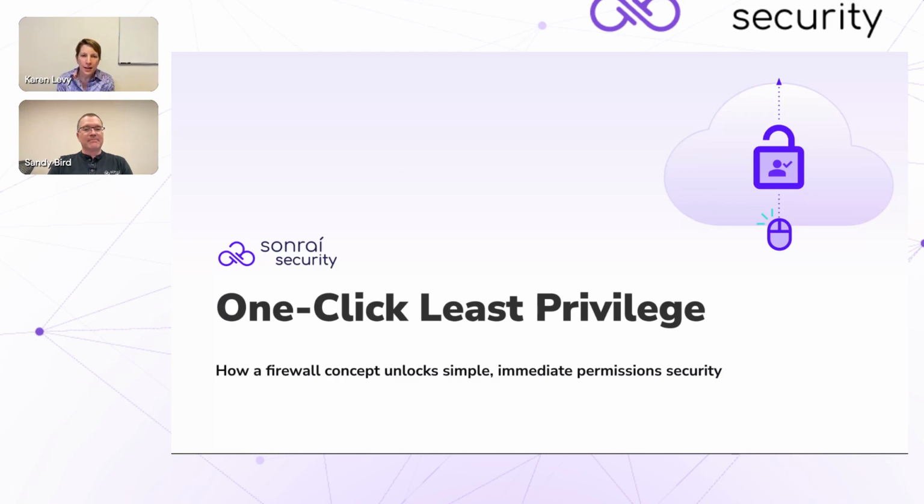Welcome to today's session where we're going to talk about, believe it or not, you can achieve least privilege in just one click. We're going to talk about a new firewall concept. We call it the Cloud Permissions Firewall, something Sonrai launched just earlier this month, which provides simple, immediate permission security across your AWS, Azure, and Google Cloud environments. And it does all of this without disrupting your operations and cloud security teams.